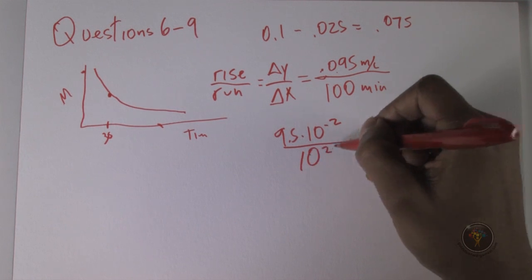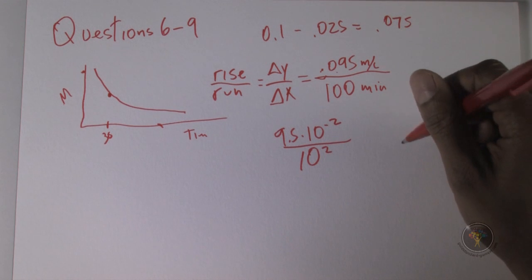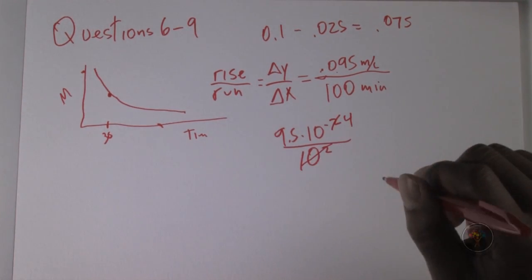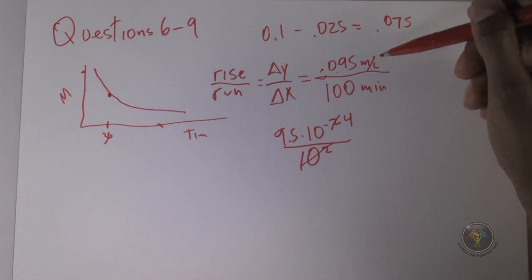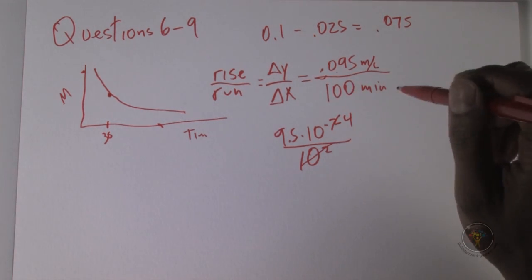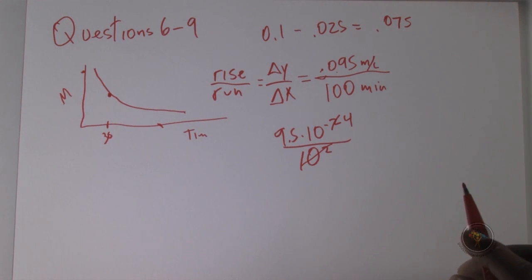You have 10 squared at the bottom. So this comes up, and this becomes 10 to the minus 4. So you have 9.5 times 10 to the minus 4. And so the answer is C. And you notice with the unit, this is moles per liter per minute. And that is the correct units. Always an extra check to make sure that you did your work properly.